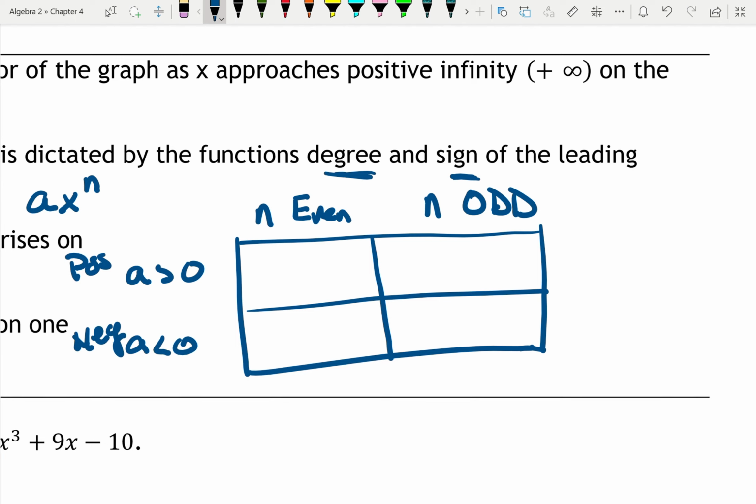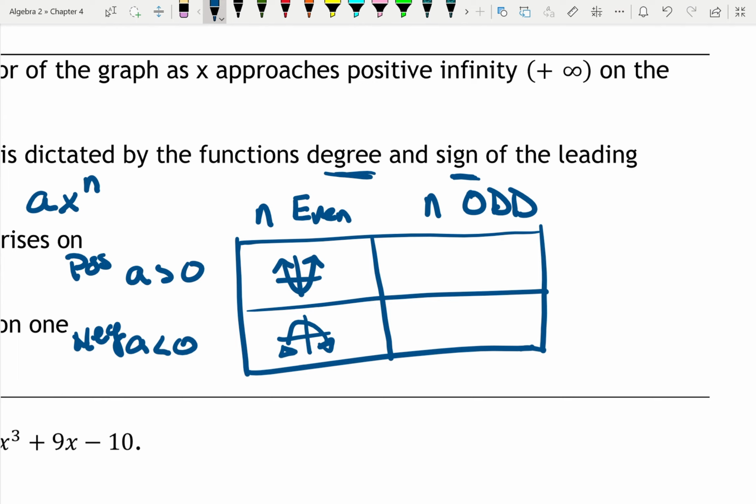So for a being greater than 0, looking at the upper left box here, a being greater than 0, so a positive coefficient, and n being even, that would be something like a parabola. So I think about a parabola facing like that. Right below it, we have, again, n being even, so still like a parabola, right? Degree 2 would be a parabola. But a is less than 0, that would be a parabola facing downhill.